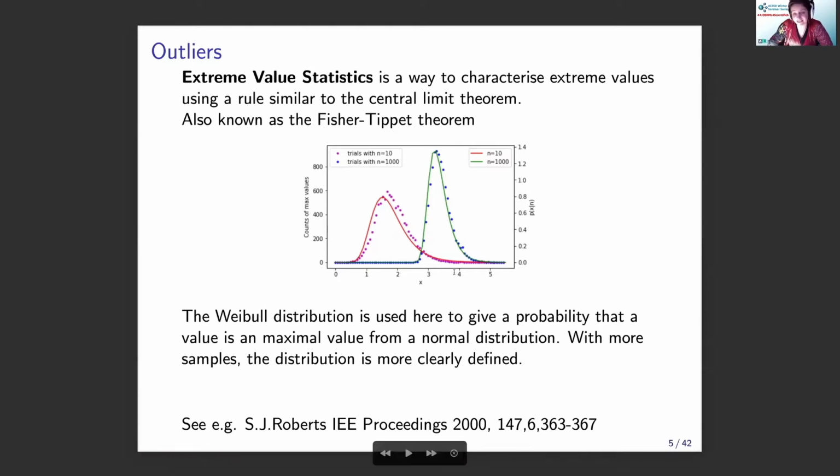And as you can see, the distribution fits reasonably well. With more samples, this distribution is much more clearly defined. You can look at Roberts from 2000 and subsequent work by Clifton, who have used this sort of extreme value distribution to characterize outliers on jet engine data and medical imaging data, as well as other condition monitoring problems, with quite a lot of success.